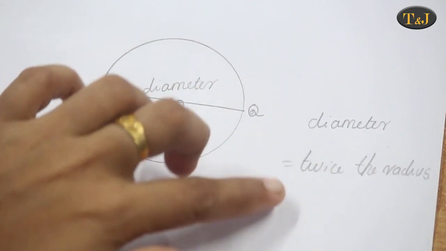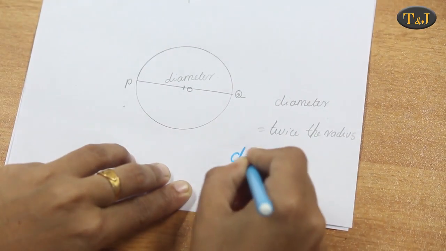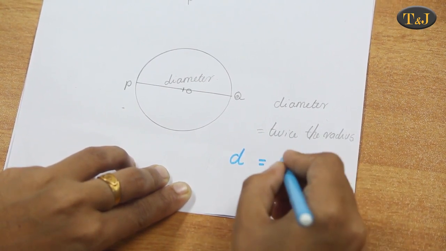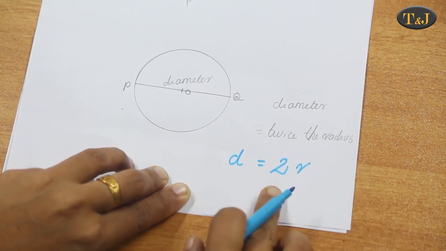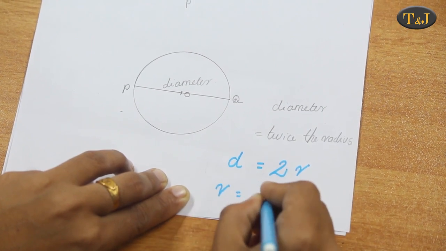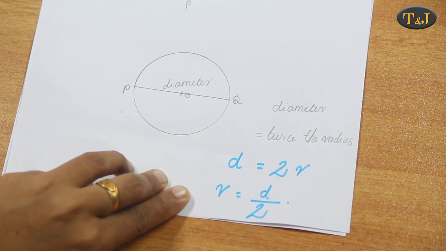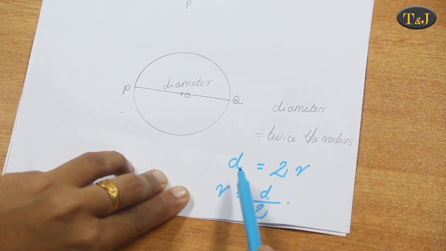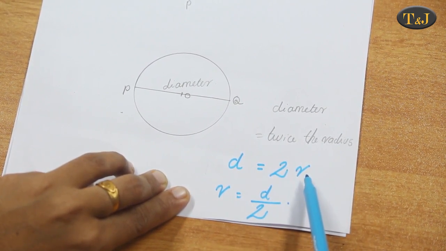That means diameter equal twice the radius. Diameter is denoted by the letter D and the radius is denoted by the letter R. Diameter equal twice the radius. That means 2 times radius. Diameter equal 2R. Then reverse, radius equal diameter by 2. Here the diameter is denoted by the letter D and the radius is denoted by the letter R.